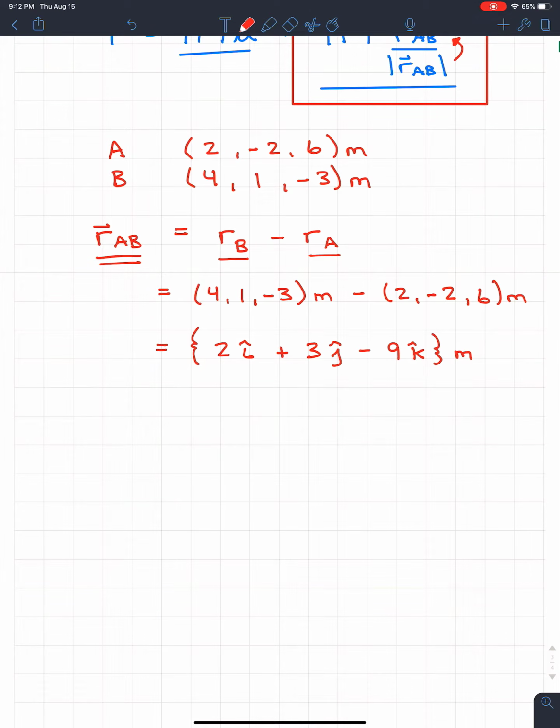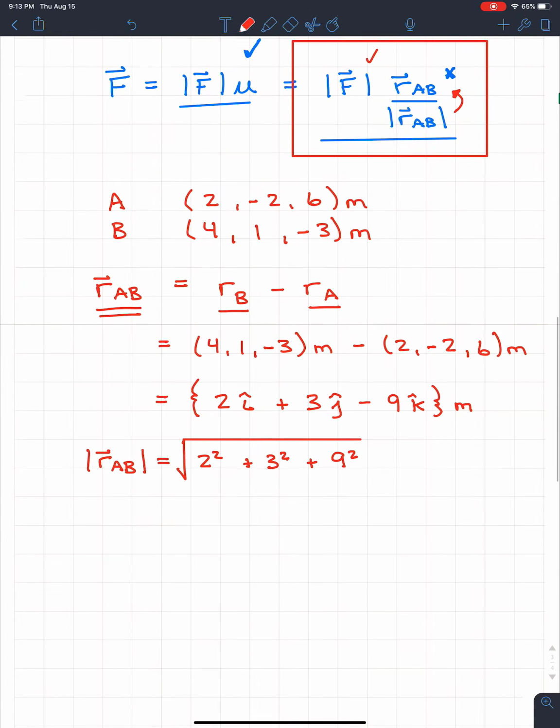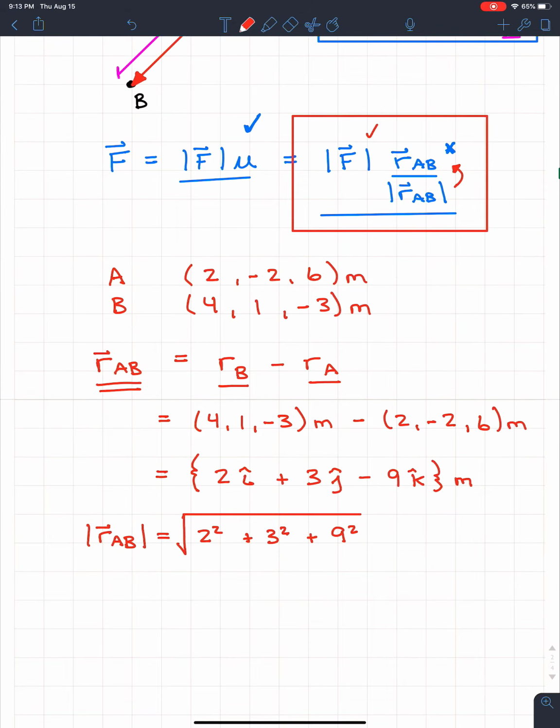And then again, we can find the magnitude of the position vector, RAB, using the same formula we've always used. The magnitude is just going to be equal to the x component squared plus the y component squared plus the k component squared. So with all these in the end, we can solve for the magnitude of the position vector RAB, and if we look at our formula, we have everything we need to know to solve this problem. So it works out great in the end.